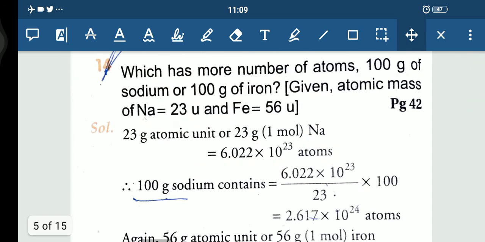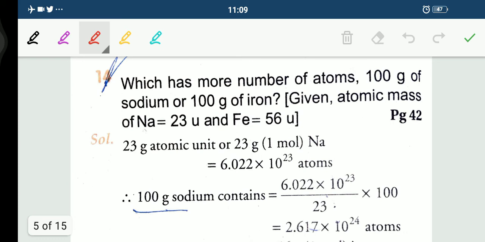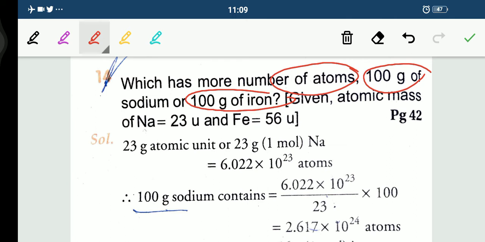Similarly children, here comes the last question that we are going to do now. You can see here, which has more number of atoms. You have to tell me which has more number of atoms. In the first case it is given that it is 100 gram of sodium, and in the second case it is given that it is 100 gram of iron. So among these two, which one is having more number of atoms? Right children? First of all, in your question it is given that the atomic mass for sodium is 23 gram and for iron it is 56 gram.